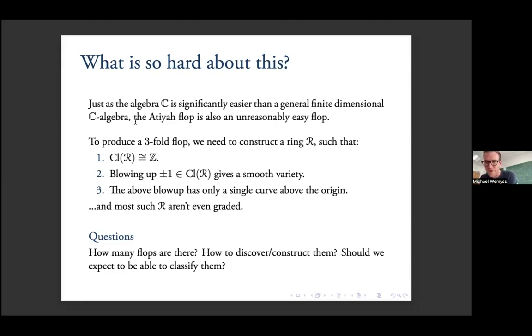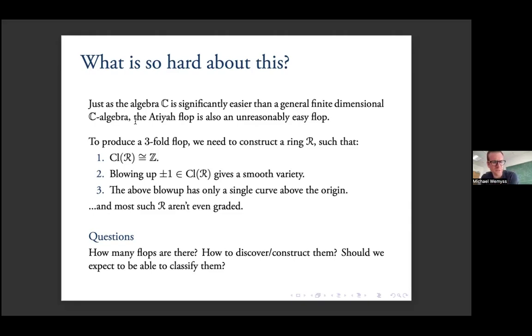So condition 1 is really, really restrictive. And condition 2 is really, really, really constrictive. And condition 3 is the crazy one too, that usually you don't get a single curve above the origin. You get some sort of higher dimensional object. And most of these aren't even graded. So the difficulty is in constructing them. Somehow it's a sequence of things, each one harder than the other.